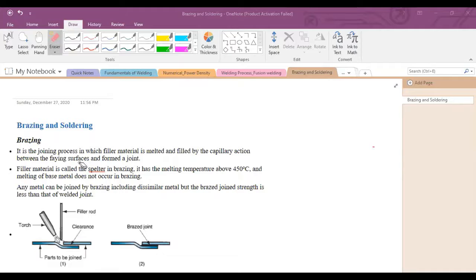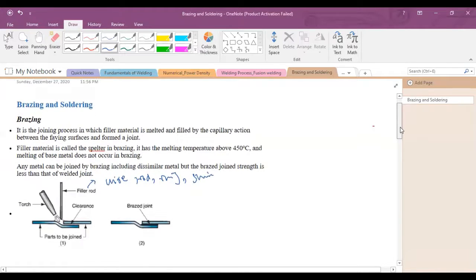Brazing is a joining process in which filler metal is placed between the faying surfaces which are to be joined or to be welded, and the temperature is raised sufficiently to melt the filler material. The filler material in the brazing process is called spelter, and it has a melting point above 450 degrees centigrade. In the brazing process, this filler rod will be in wire form, rod form, ring form, or shim form.